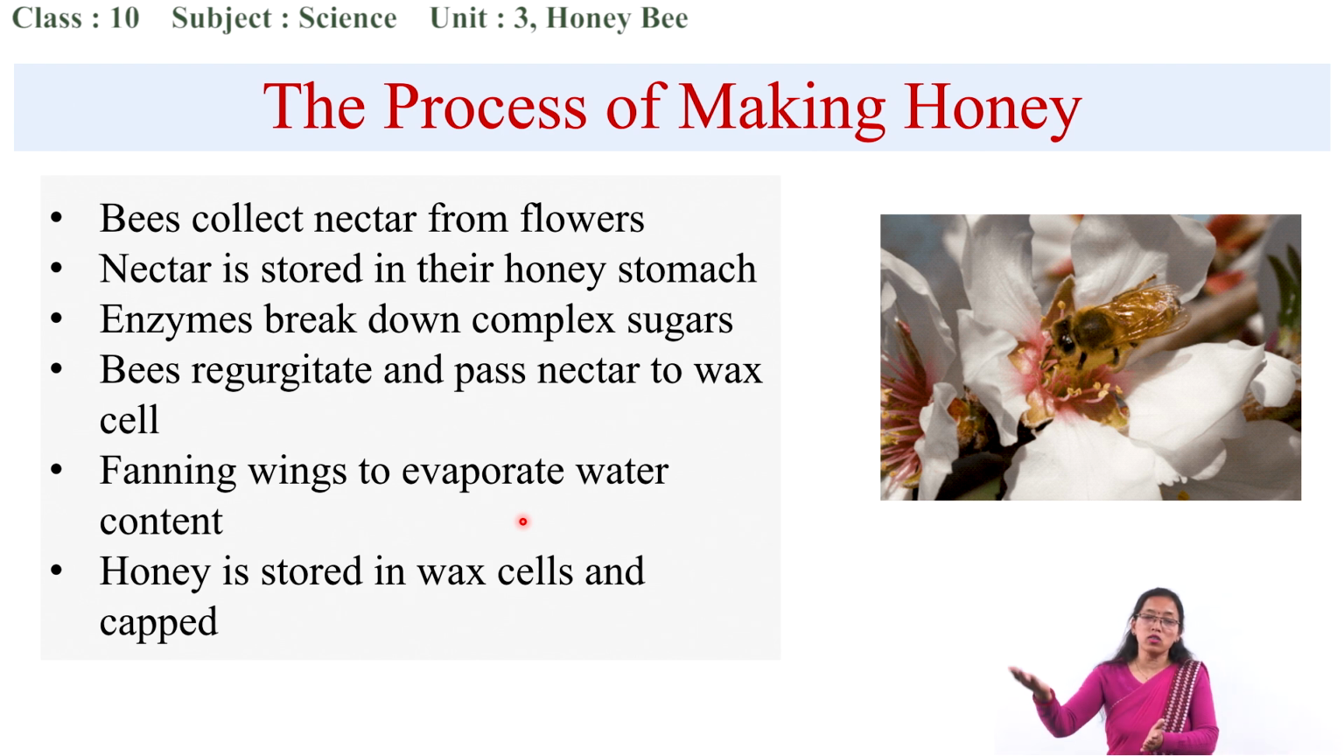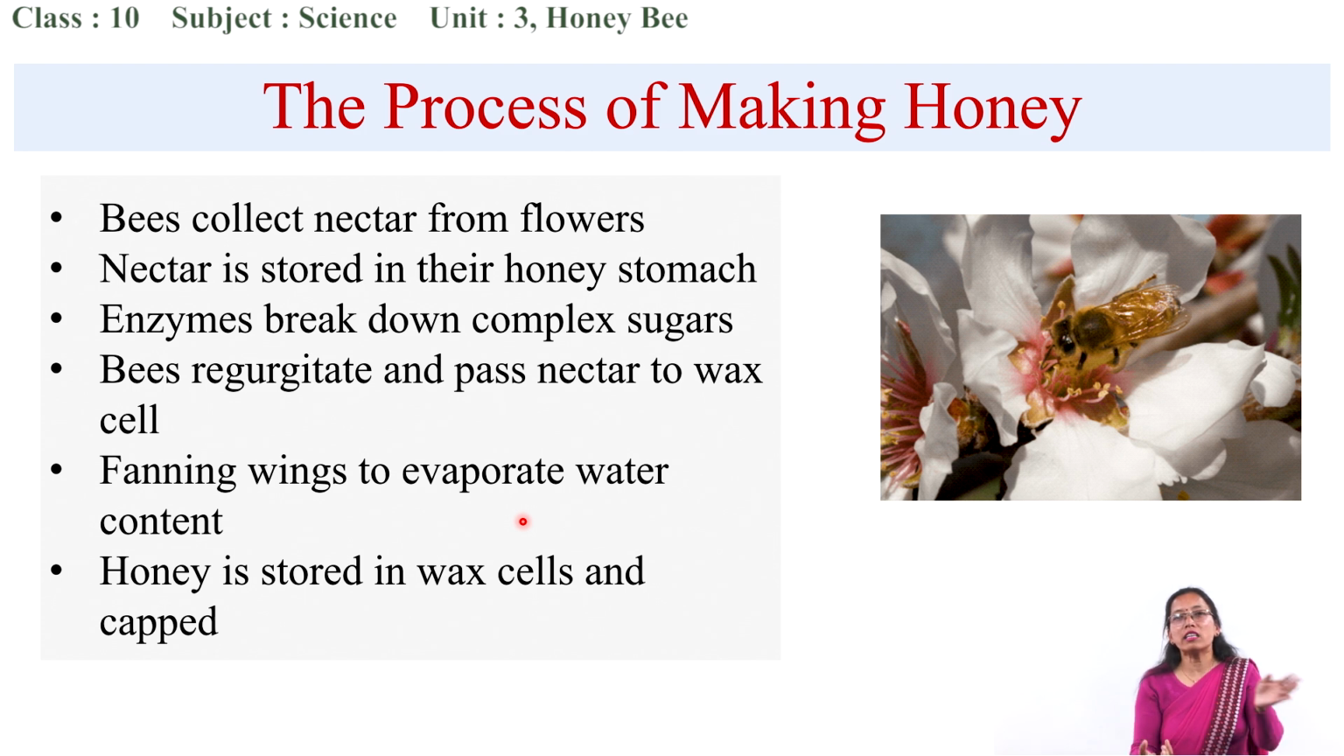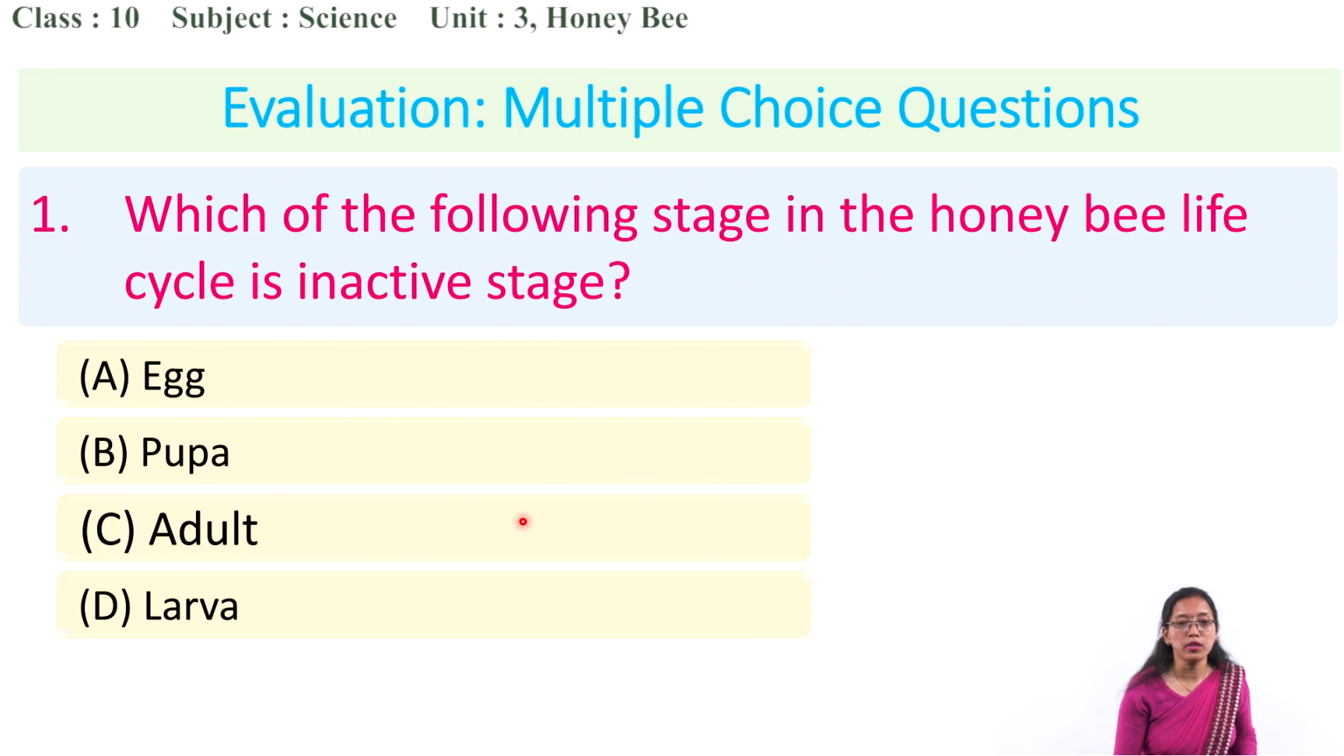That means evaporation takes place, enzymatic action takes place. Now it becomes the honey, which is stored in wax cells, specially prepared from wax, that we call honeycomb, and it is capped so that it cannot leak from those cells. In this way honey is produced.